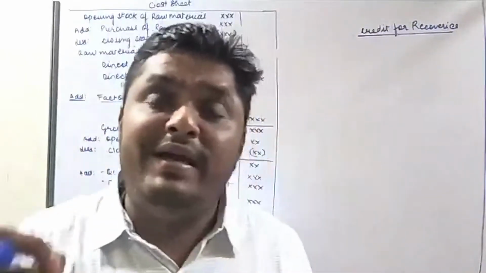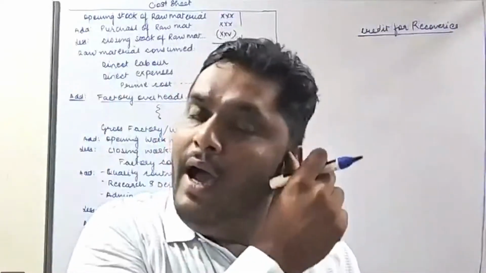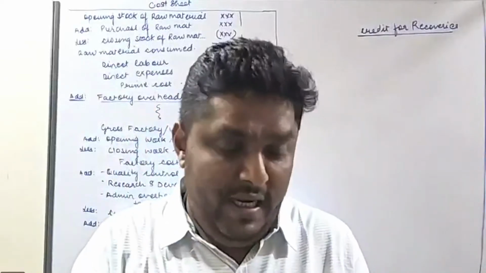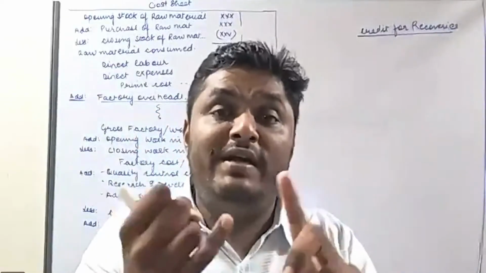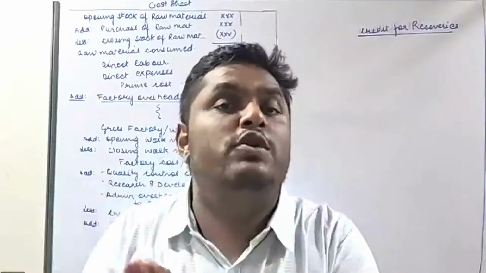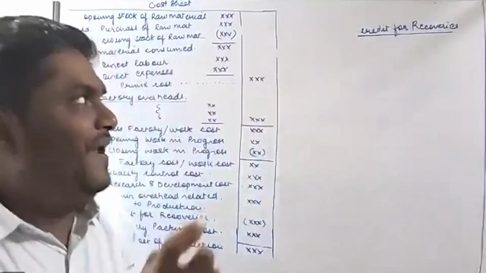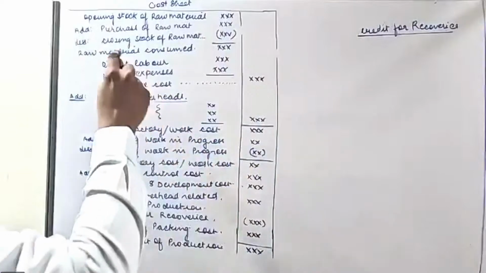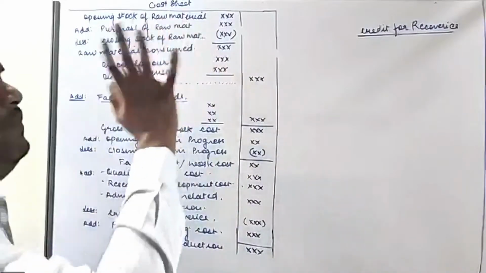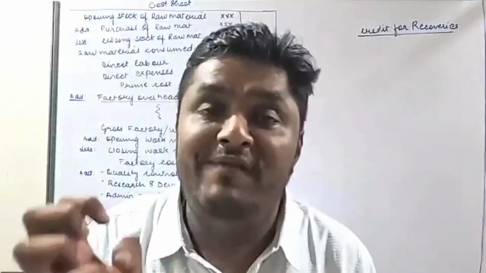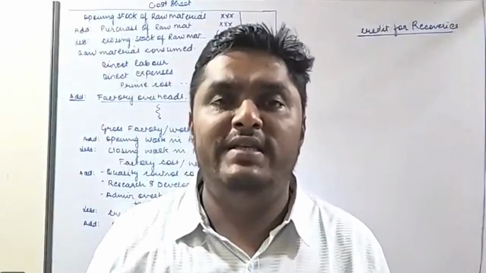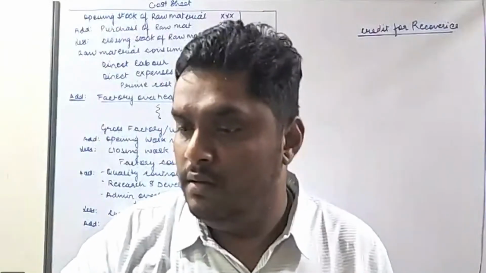When talking about credit for recoveries, very important guys, we have deducted the scrap value realized on sale of raw material from the cost of material. So if any scrap value is realized on sale of material, it will form part of purchase cost of raw material. But when talking about credit for recoveries, one second, guys.